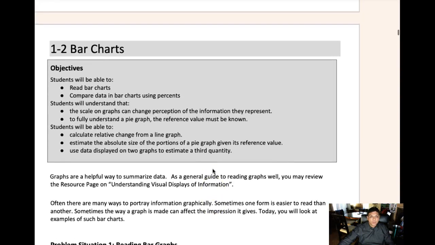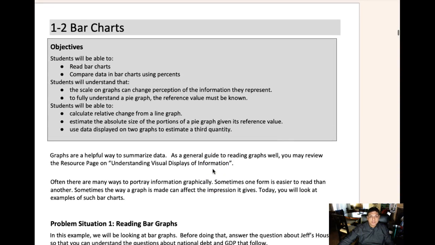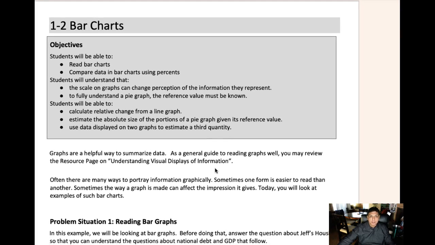This lesson is for 1-2 bar charts. It's from our lesson book, and so this is aligned with our prep and homework assignments that you'll be completing.